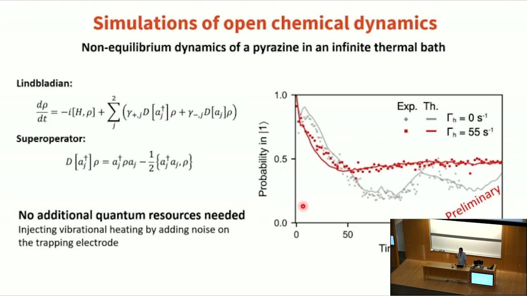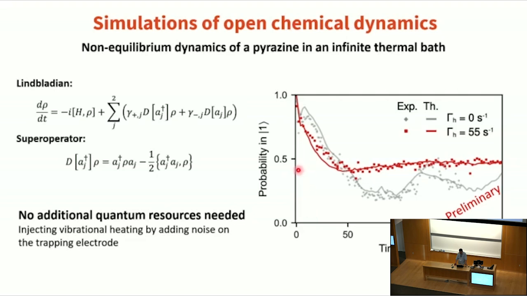But this is not just some random noise you put into the system, right? This has to be well calibrated. So what we do here is we inject white noise onto the motional mode frequency. We apply this noise onto our trapping electrode, centered around the mode frequency, which is about 1.5 megahertz or so.